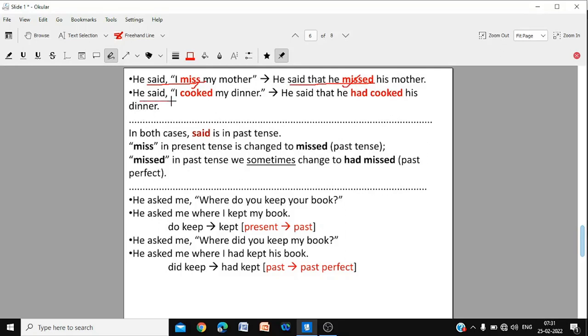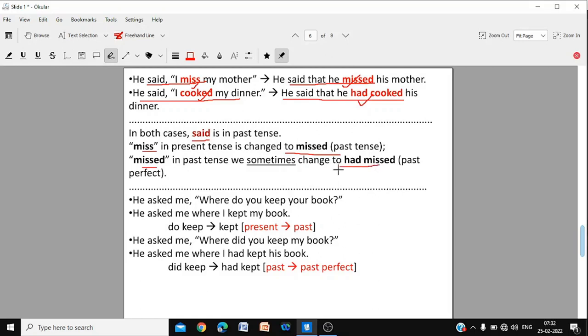He said, I cooked my dinner. Already in past tense, cooked. He said that he had cooked his dinner. This is past perfect. In both cases, said is in past tense. So miss, present tense, is changed to missed, past tense. And if it is missed or cooked, already in past tense, we will change to had missed or had cooked, in past perfect.